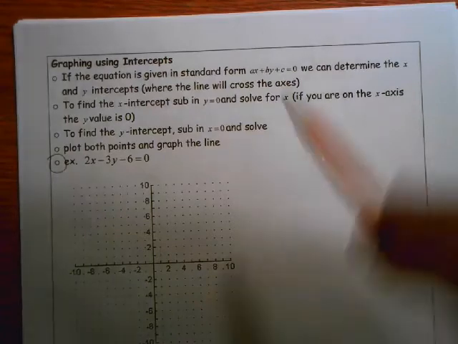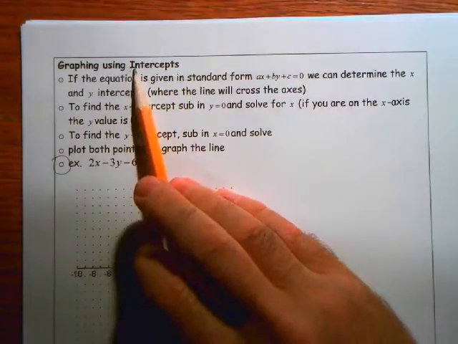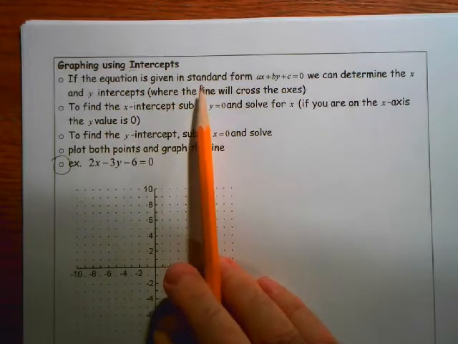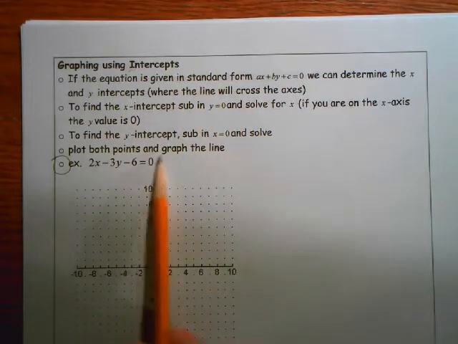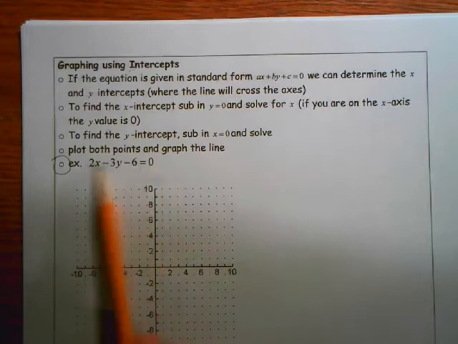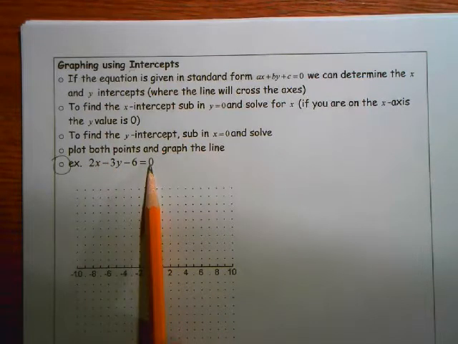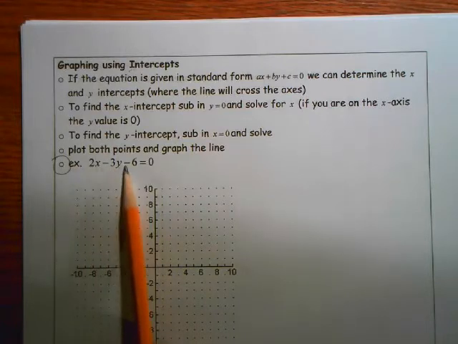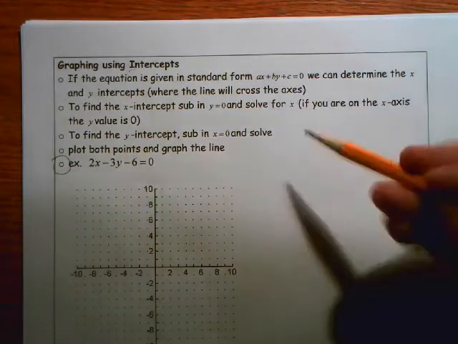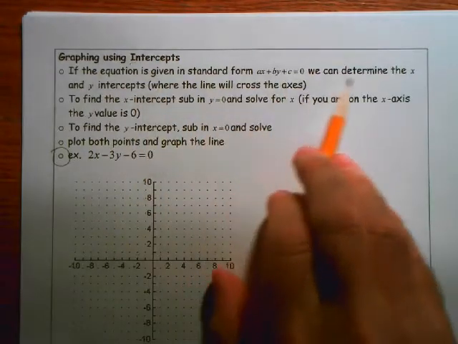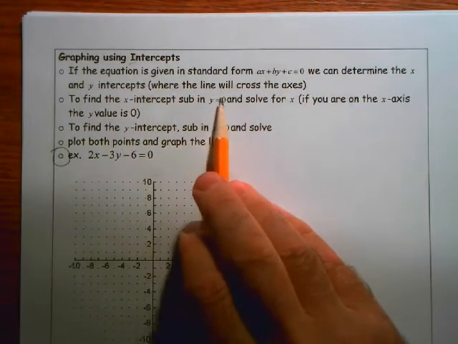So this is the third method, and this is using intercepts. Here's the important part about intercepts. You'd probably only use it when you had an equation where the x and the y are on the same side, so this is not slope-y-intercept form. So you have 2x minus 3y minus 6 equals 0. Here's how you would do this one. Remember, we can determine the x-intercept and y-intercept.